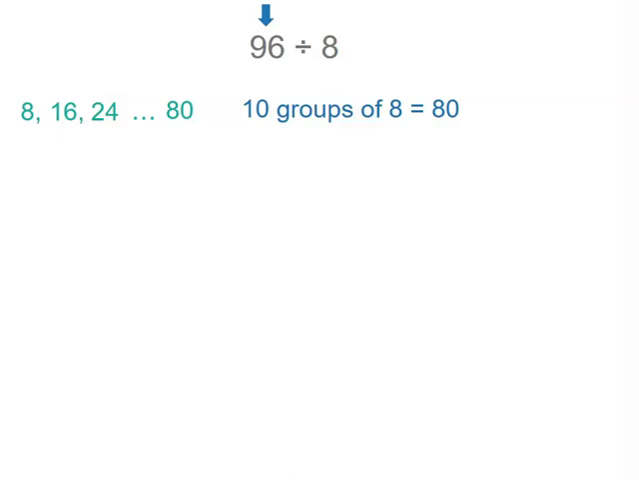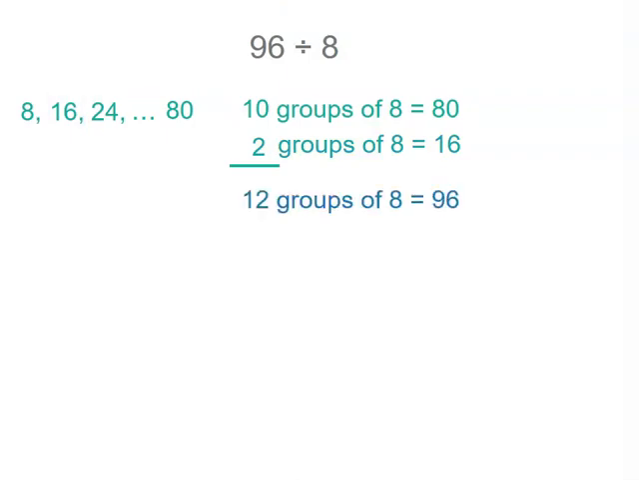How many groups of 8 are in 16? Well, have a look on my little numbers to the left. That's the second number. So 2 groups of 8 make 16. So all of a sudden, I've actually thought of it as 2 problems. 10 groups of 8 made 80 and 2 groups of 8 made 16. But altogether, 12 groups of 8 would make 96. So 96 divided by 8 equals 12.